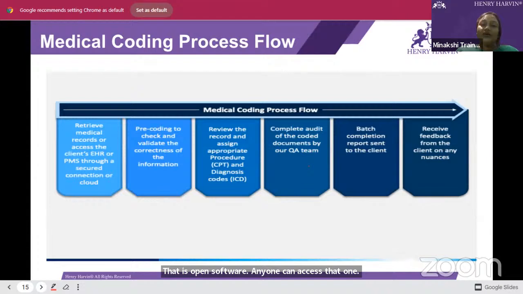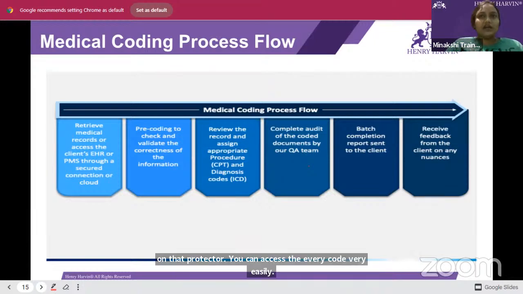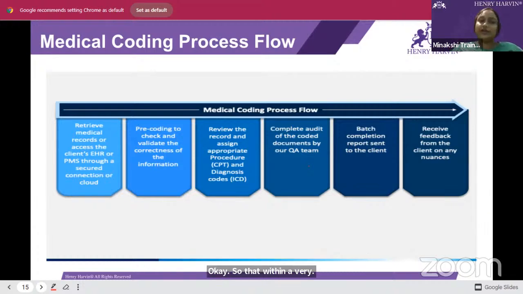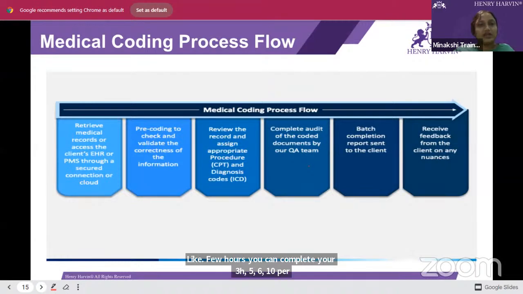But when you move to the working field, they will give you some protected software. On that protected software, you can access every code very easily. So within a very few hours you can complete your 3-4 charts, 5, 6, even 10 per day. It is very easy to solve the charts, and it is very interesting as well.